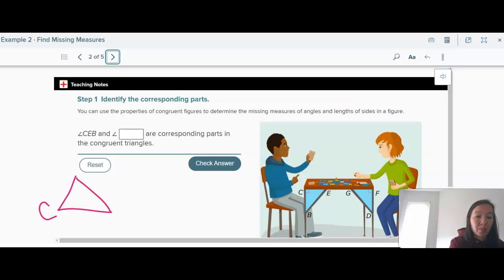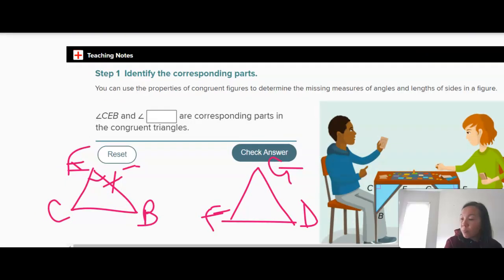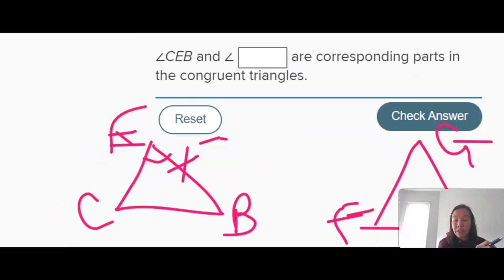It says that triangle BCE is congruent to triangle DFG. It might help to draw them in the right order so you can see that D goes with B, F goes with C, G goes with E. They give us angle CEB, which is this one right here. They tell us that that is 50 degrees. And they want us to find, oh my goodness.